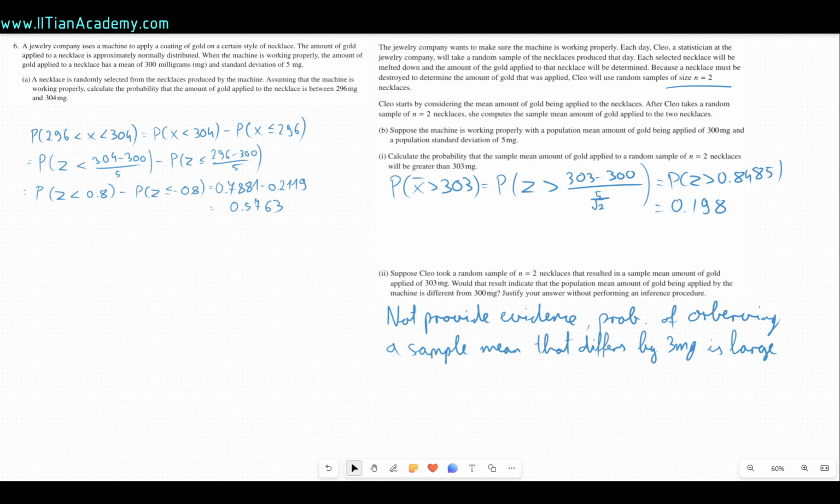That's somewhat normal. In fact, if we want to calculate the precise value, we simply need to take the probability that we have calculated and multiply it by 2 to get 0.396, because we can differ in the negative or positive way from 300. This is no concern.